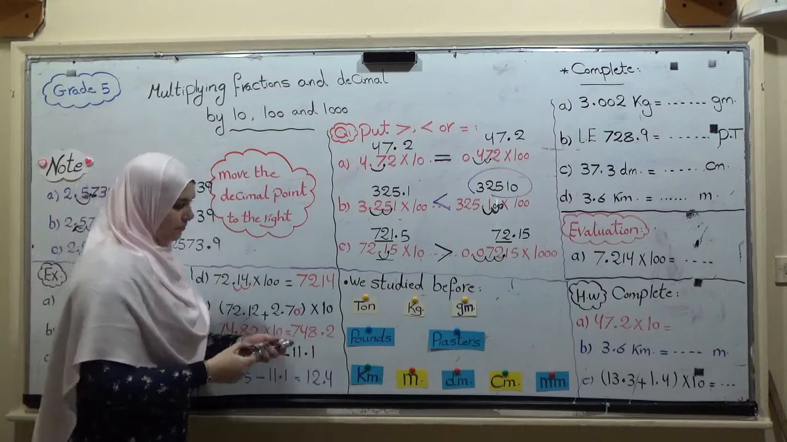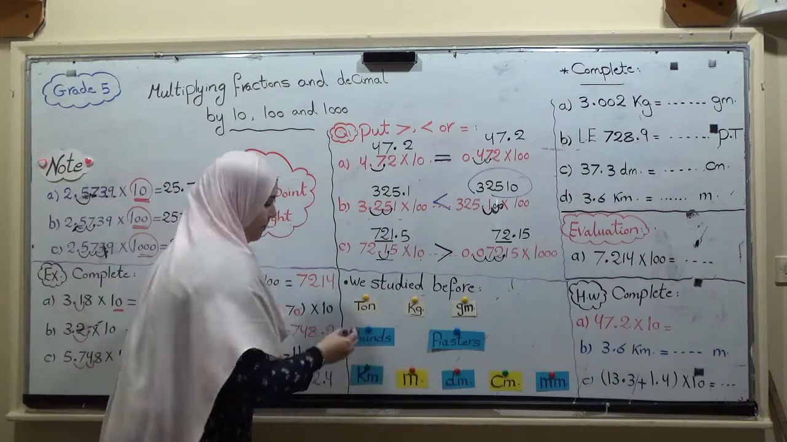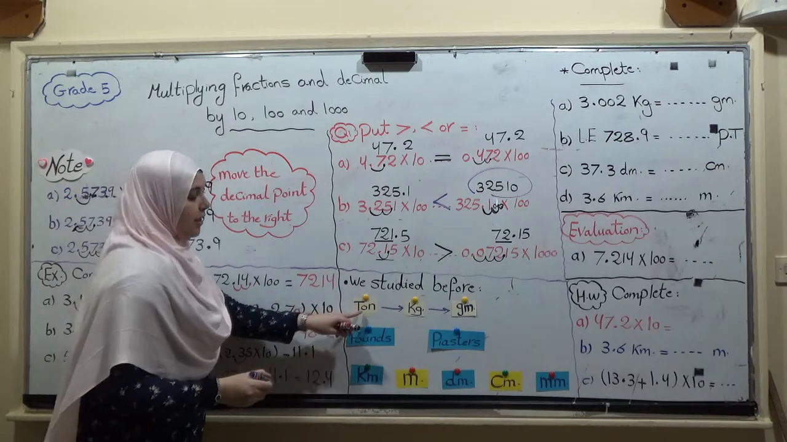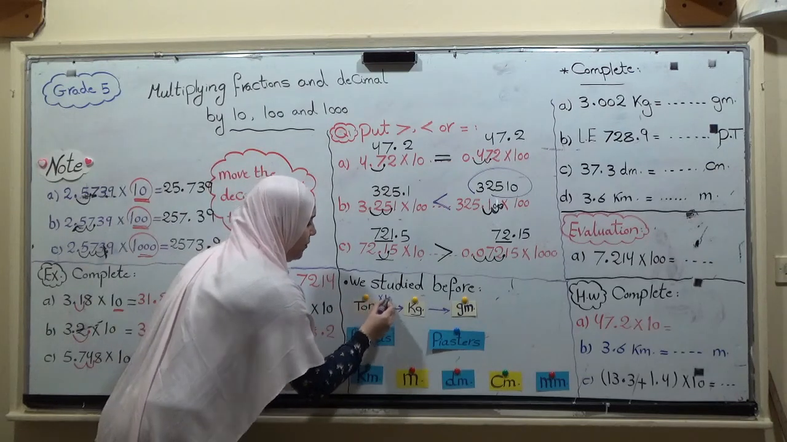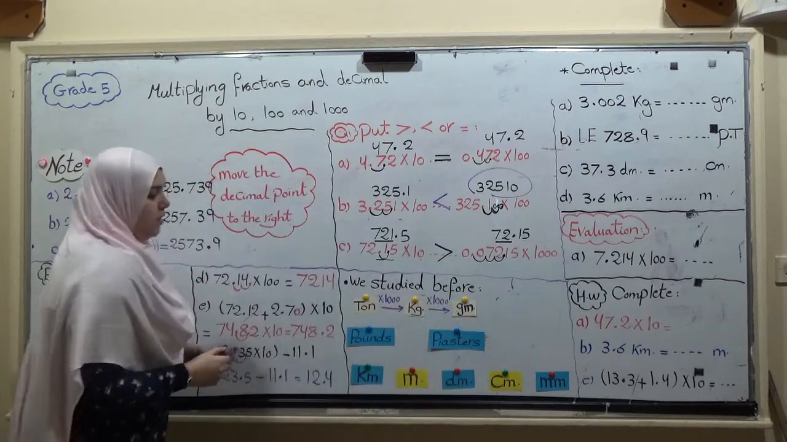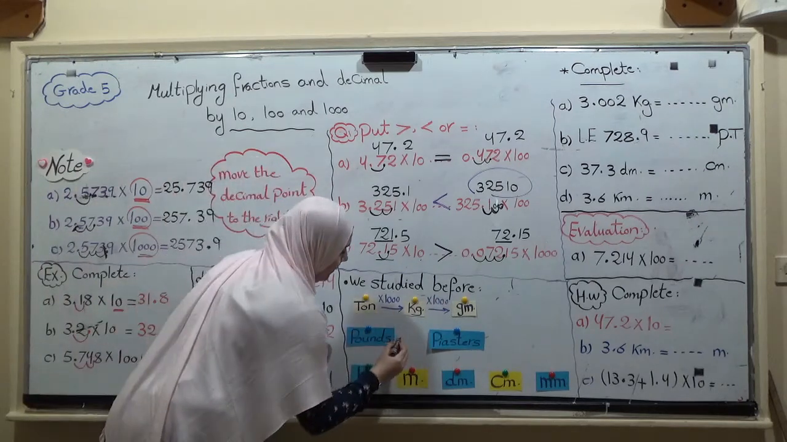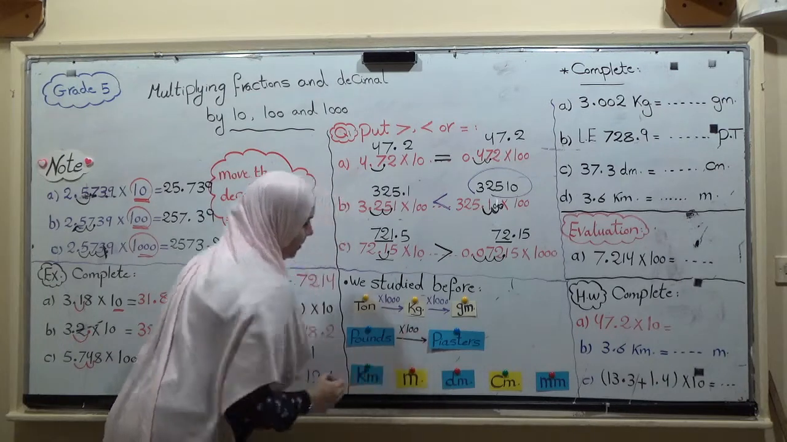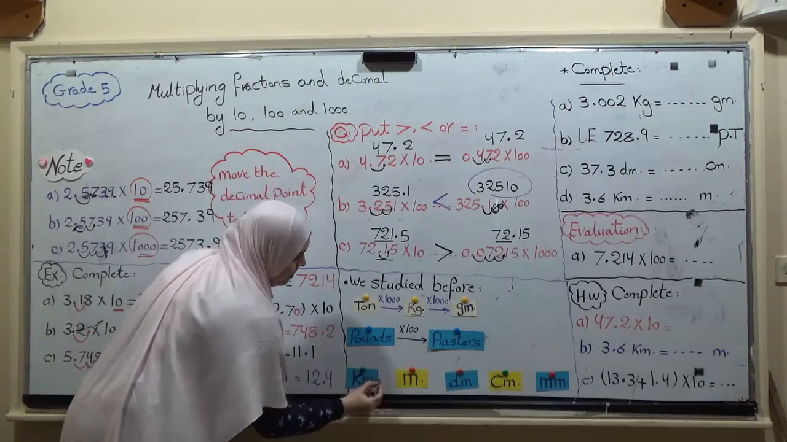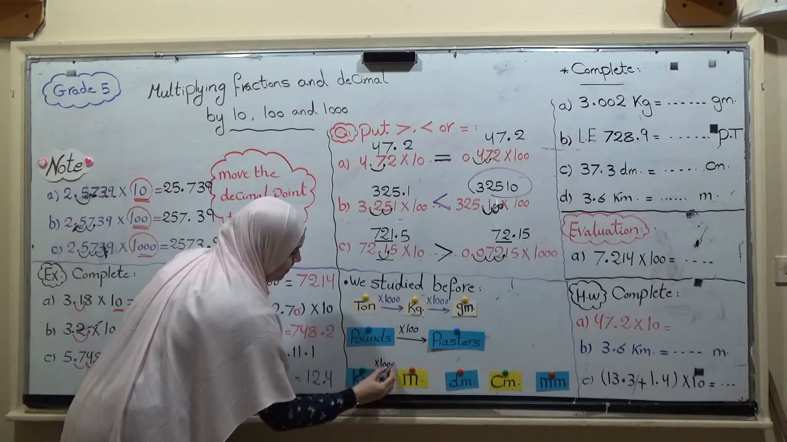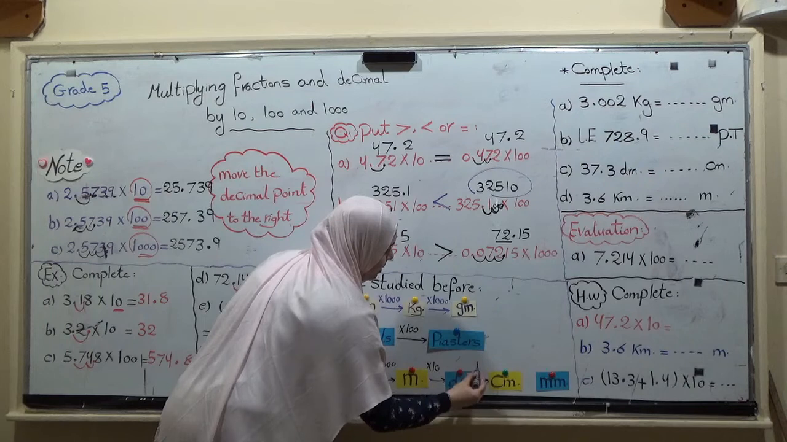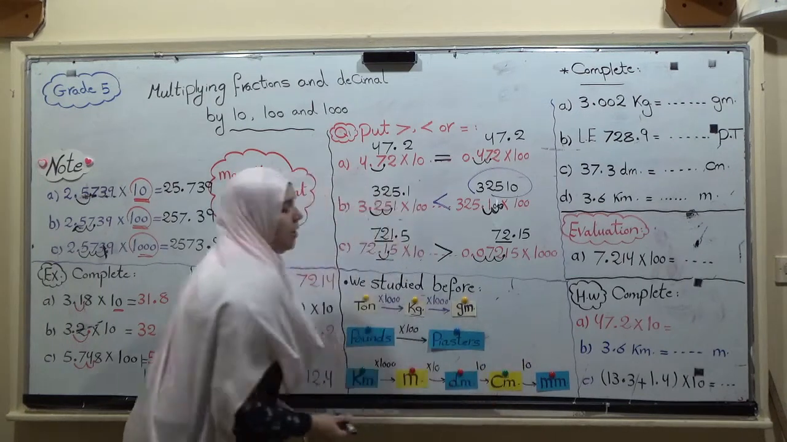We studied before, when I have ton, kilogram and gram. How can I convert from ton to kilogram and kilogram to gram? From ton to kilogram, multiply 1,000. From kilogram to gram, multiply 1,000. From pound to piasters, multiply 100. Kilometer to meter to decimeter to centimeter to millimeter. From kilometer to meter, multiply 1,000. From meter to decimeter, multiply 10. From decimeter to centimeter, multiply 10. From centimeter to millimeter, multiply 10.